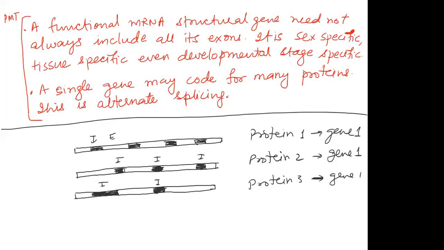So it can happen that from a single gene you make a variety of proteins by choosing different combinations of introns and exons. And this depends on whether you are male or female. This depends upon in which tissue the protein is to be made. And this depends upon which part of the developmental stage you are in. Suppose you are an embryo, suppose you are in the growth phase, suppose you have become an old person. So whatever may be your phase of development, it may depend on that also.